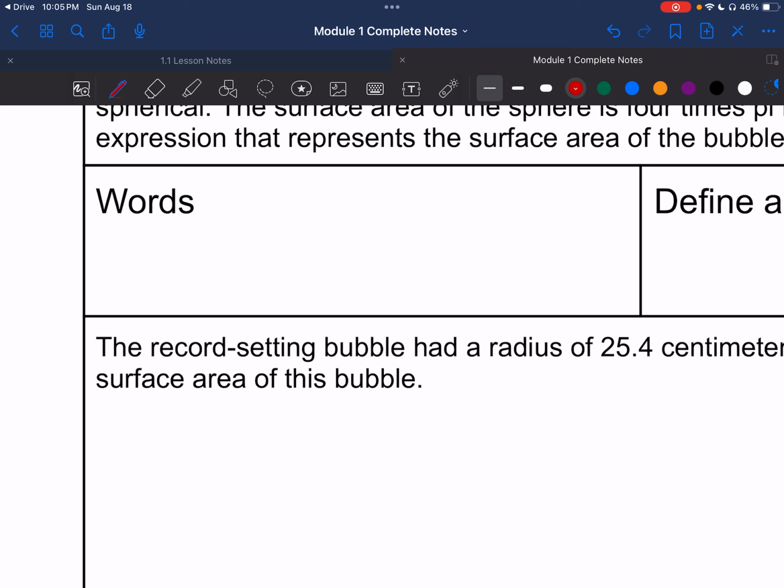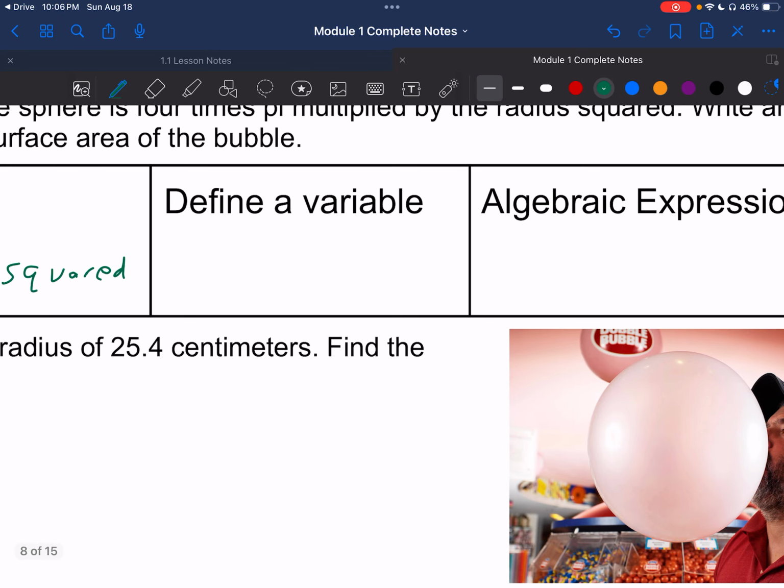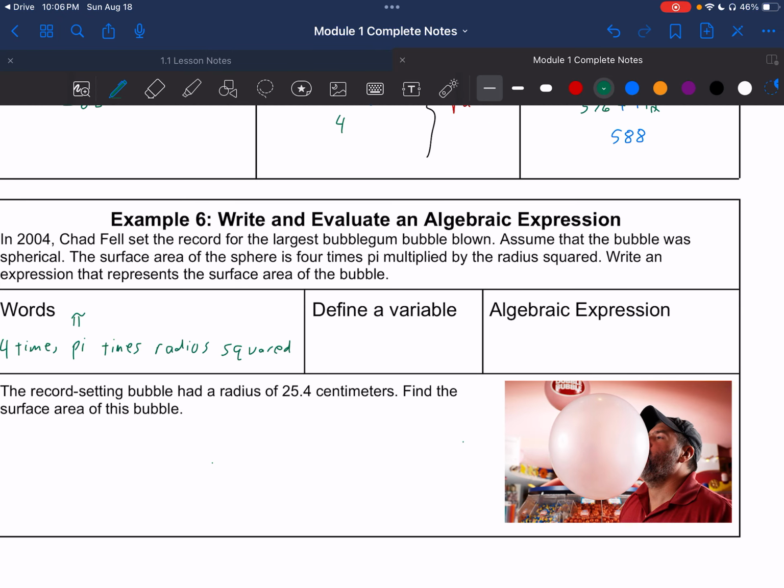So if we do this in words, real quick, it's already written in words there, but it's 4 times pi, or if you want the symbol, times radius squared. All right, so now define a variable. What is the unknown value that we have in our setup? And it's going to be r. We don't know the radius of that bubble. Okay, so we don't know the radius.